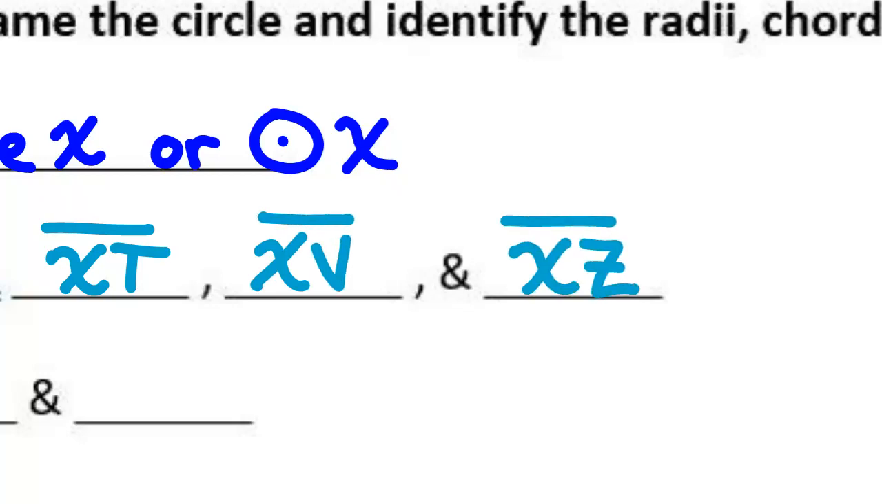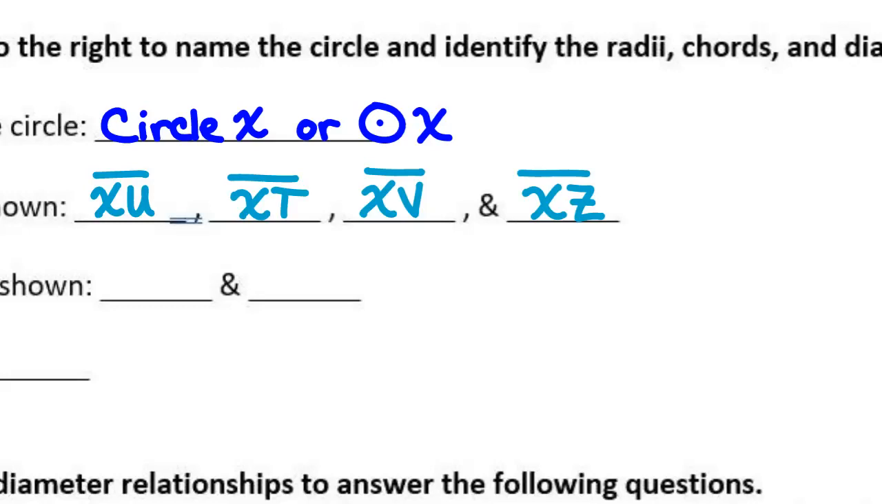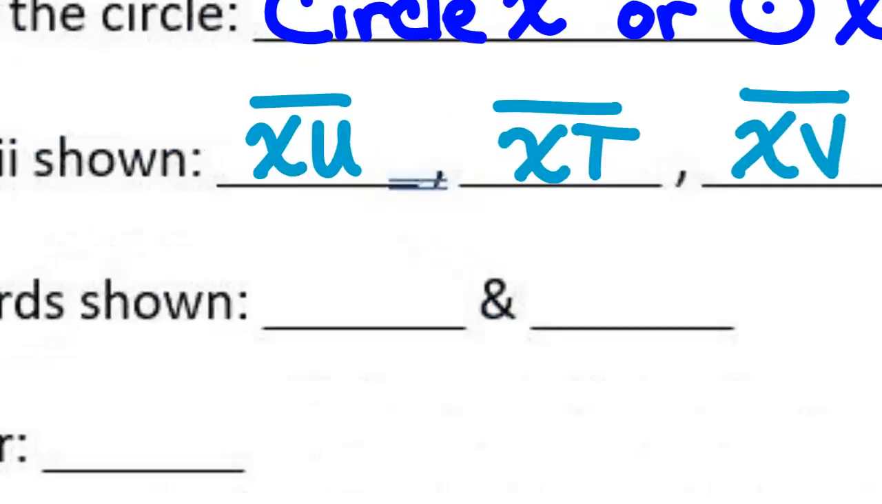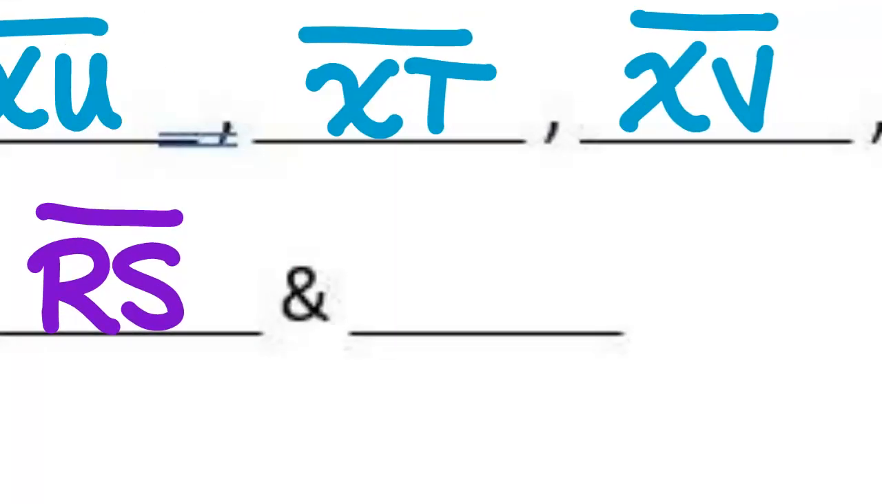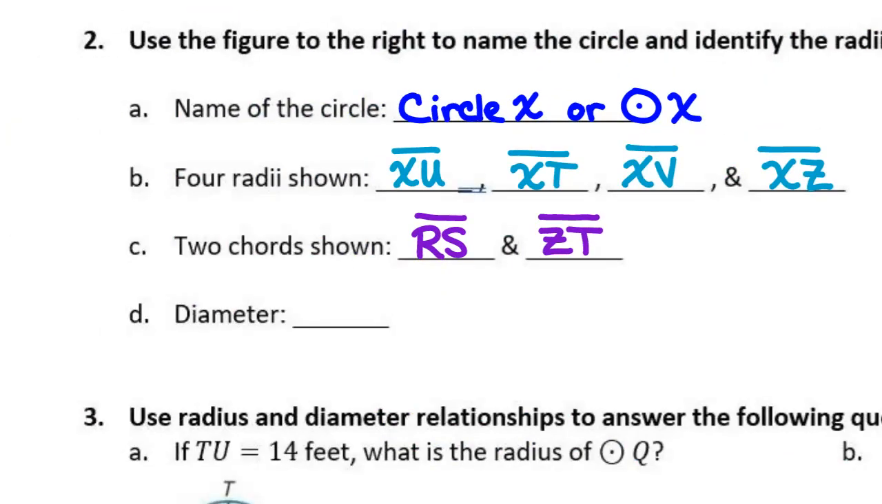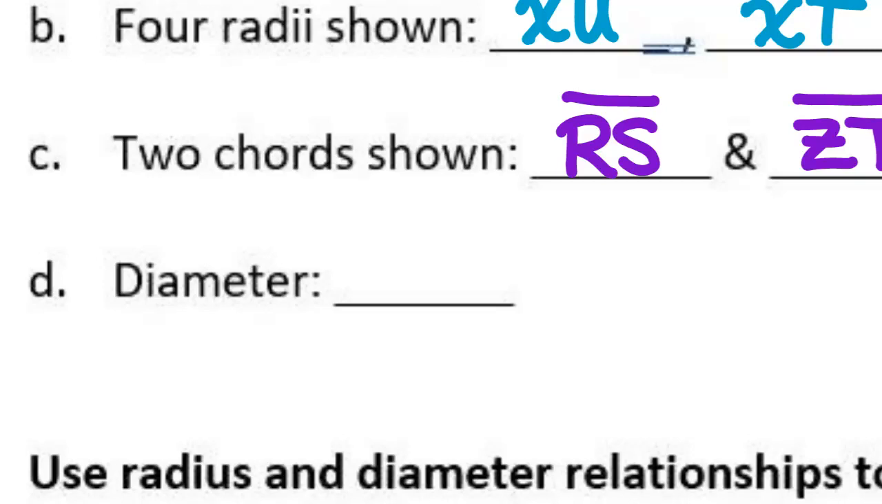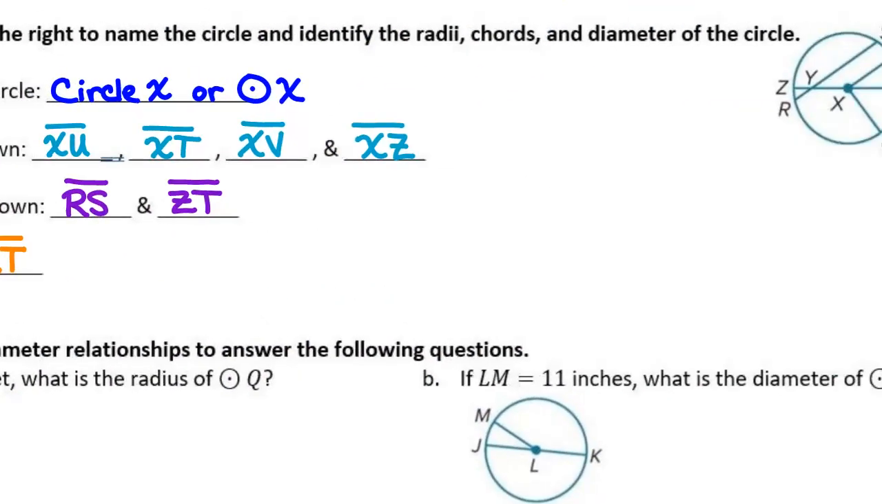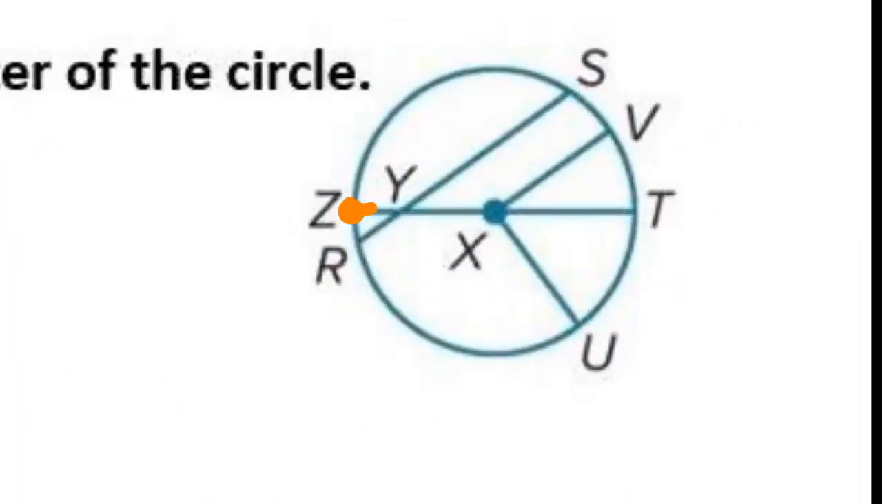Does it matter which letter we put or which order we put the letters in when we're writing that? No. Just make sure that the center is always part of the radius name because it goes from the center to the edge. There are 2 chords in the picture. RS and ZT, yes. RS, both endpoints are on the circle, and ZT, both endpoints are on the circle. What is the diameter? ZT. ZT not only goes from edge to edge, making it a chord, but it passes through that center X.